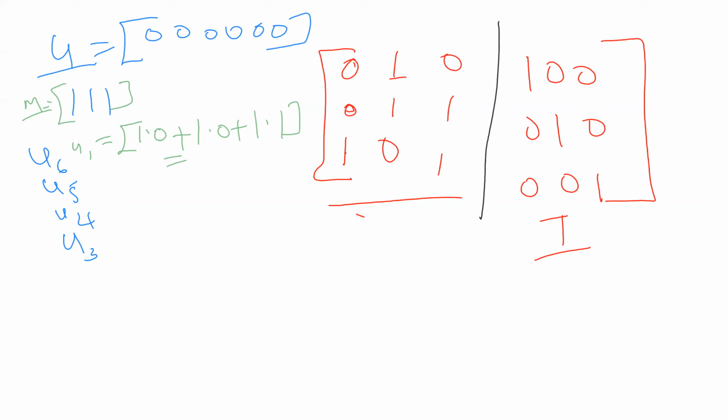Kato Ali, you are guessing. That is not true. Stop guessing. So one times zero goes to zero. One times zero goes to zero. One times one equals one. So zero plus zero plus one is equal to what? Equals 1. Okay.